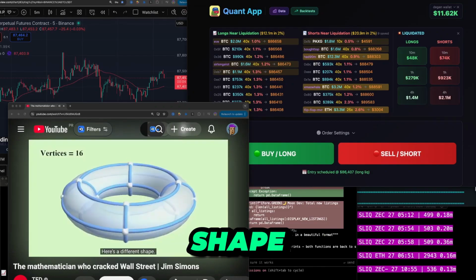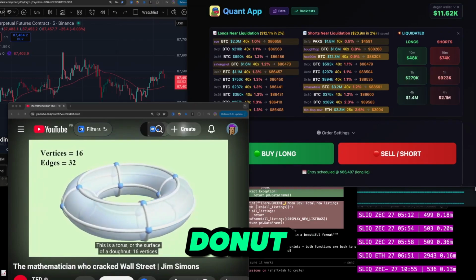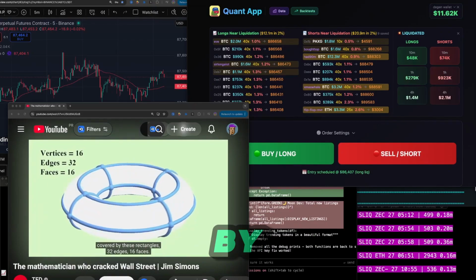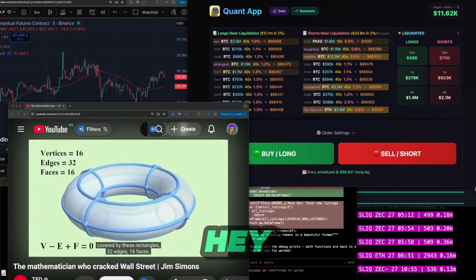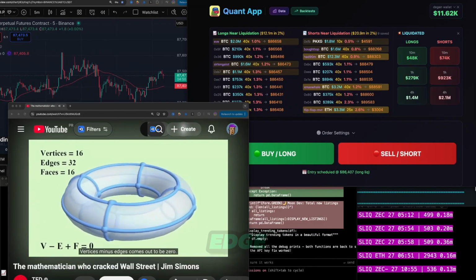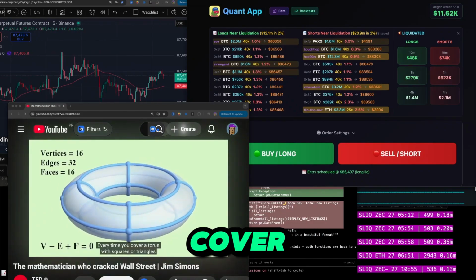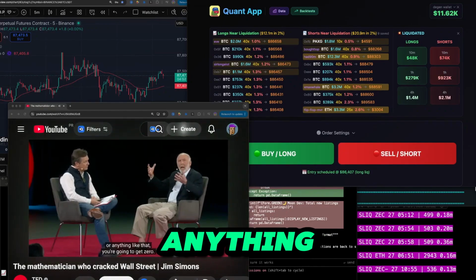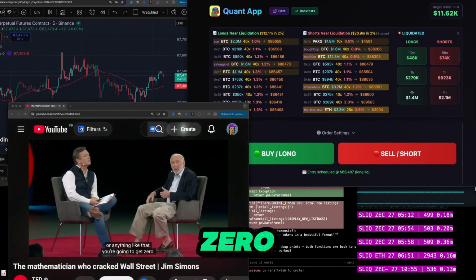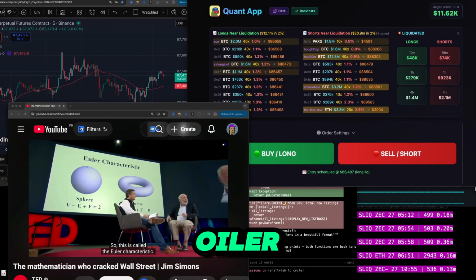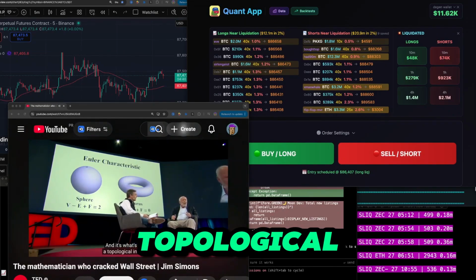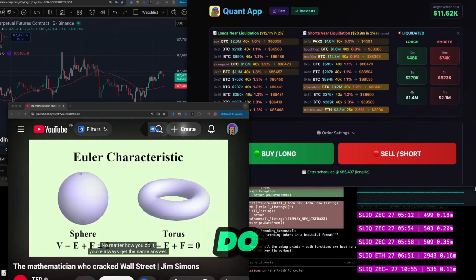Now here's a different shape. This is a torus, or the surface of a donut. 16 vertices covered by these rectangles, 32 edges, 16 faces. Hey, this comes out 0, vertices minus edges plus faces. It'll always come out 0. Every time you cover a torus with squares or triangles or anything like that, you're going to get 0 when you take that thing. So this is called the Euler characteristic, and it's what's called a topological invariant. It's pretty amazing. No matter how you do it, you're always going to get the same answer.